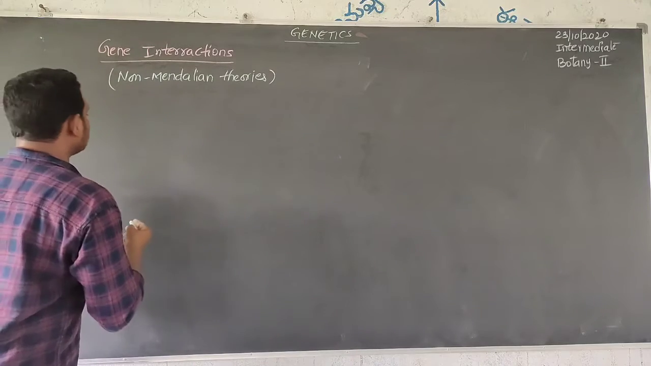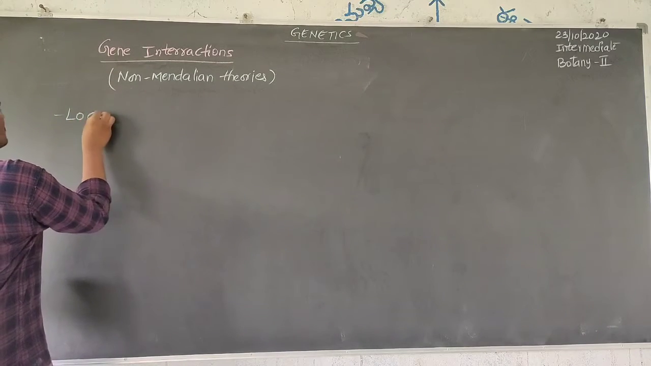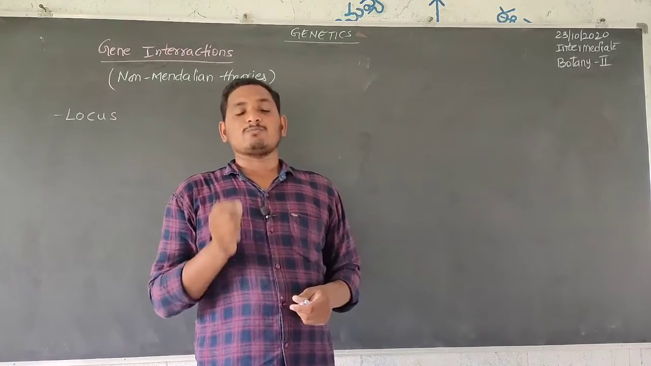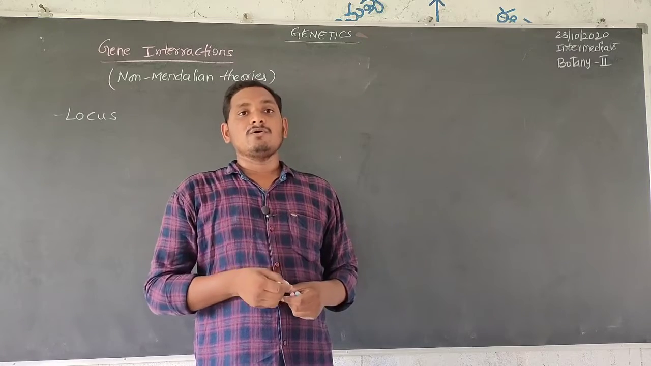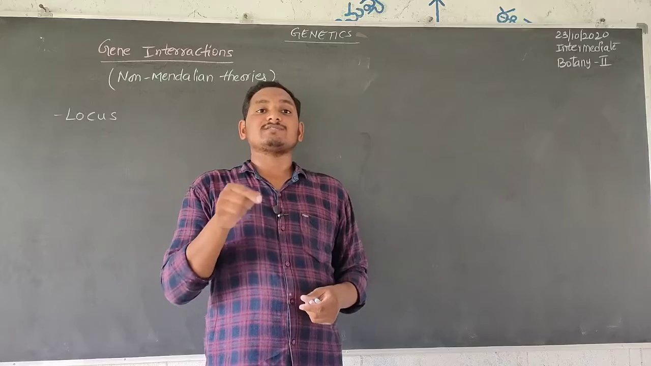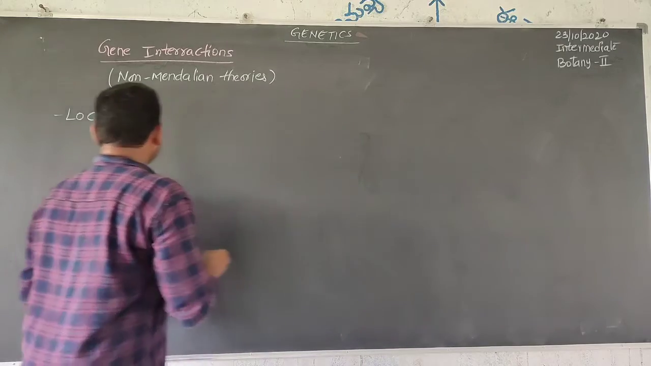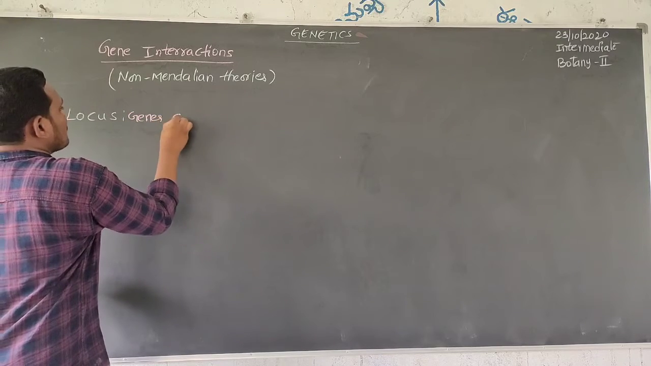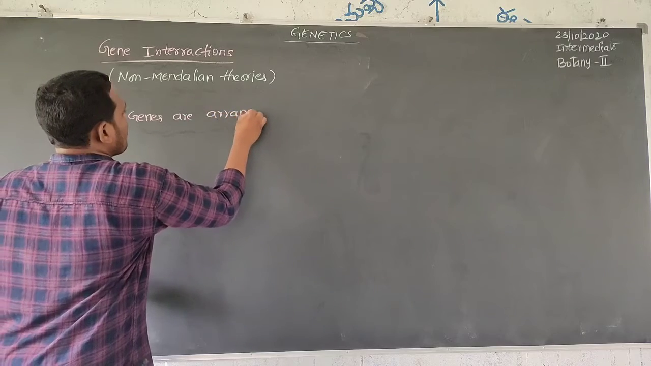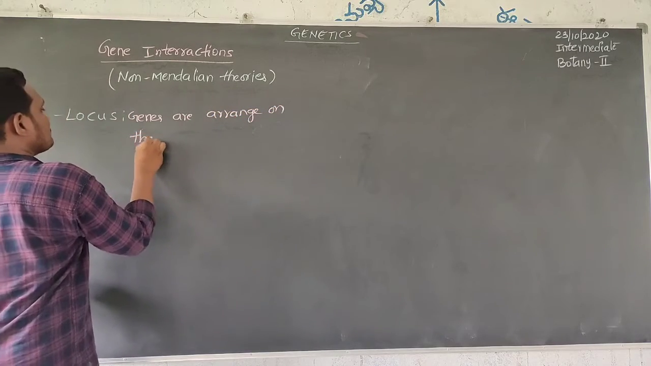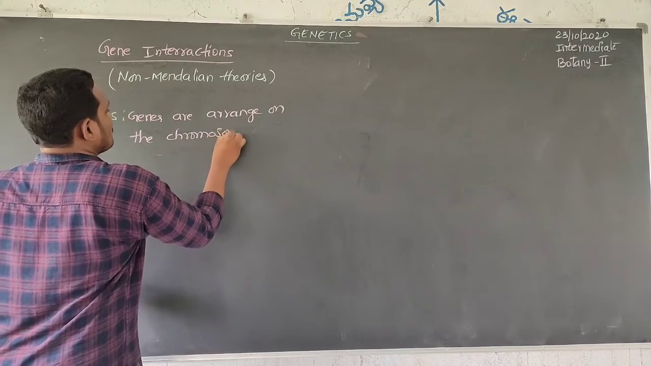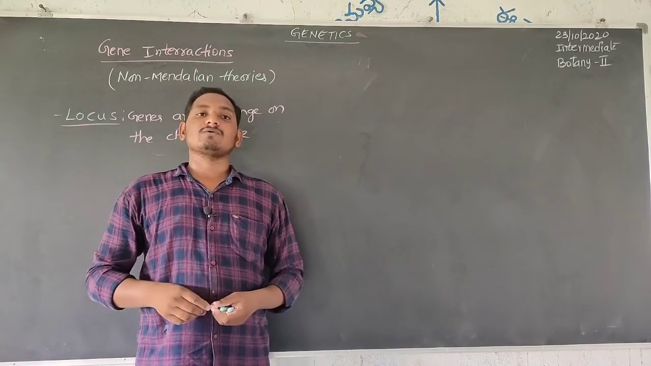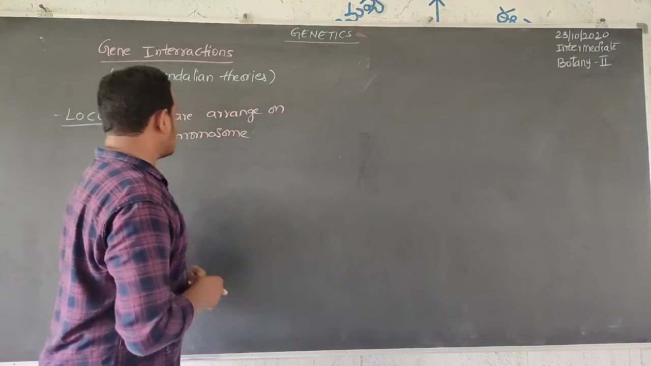Before taking up these interactions, first of all we need to understand locus. What is meant by locus? Locus is a place or position or location where genes are situated or attached on the chromosome. So locus means genes are arranged on the chromosome. So locus is the place where genes are attached to the chromosome body, that is locus.